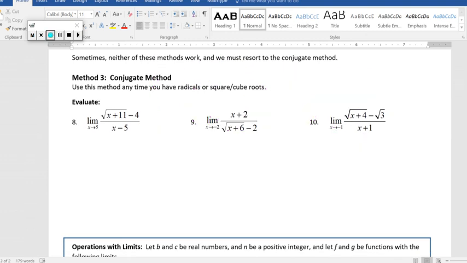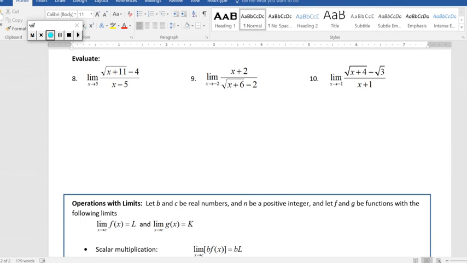Again, if I could do direct substitution, I certainly would. It'd be a lot easier. But if I tried to substitute this 5 into the denominator, it would drive it to 0, making it undefined. One thing we can try to do is multiply by our conjugates. So I'm going to multiply both top and bottom by the square root of x plus 11 plus 4, square root of x plus 11 plus 4.